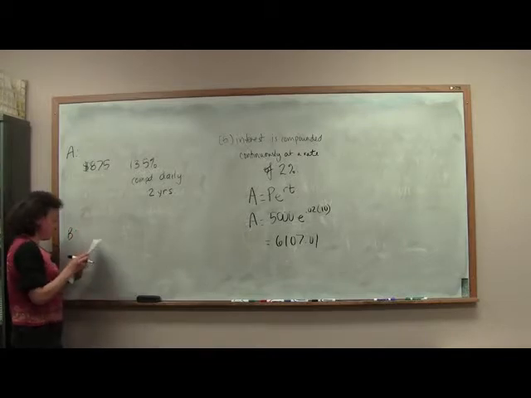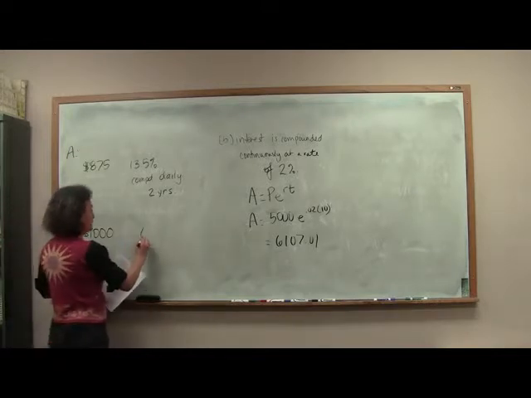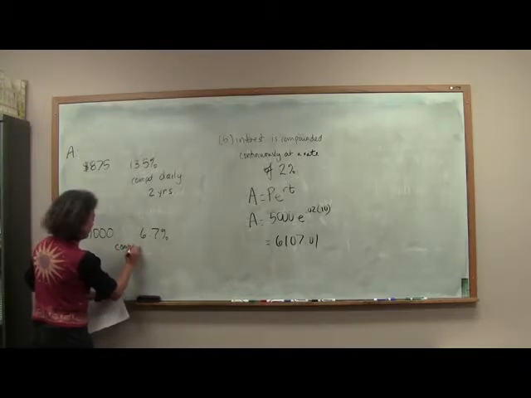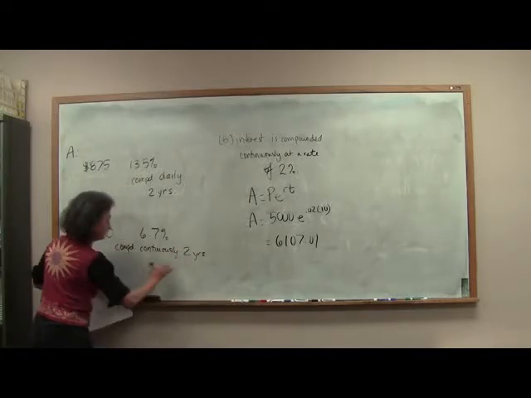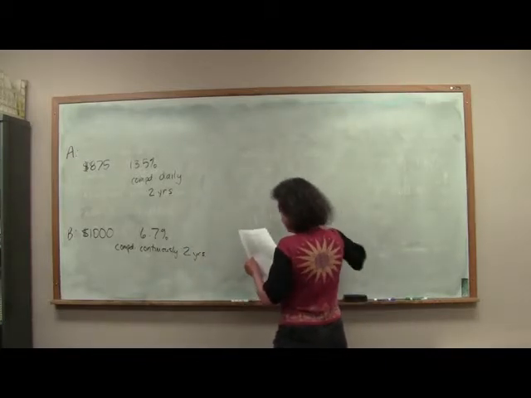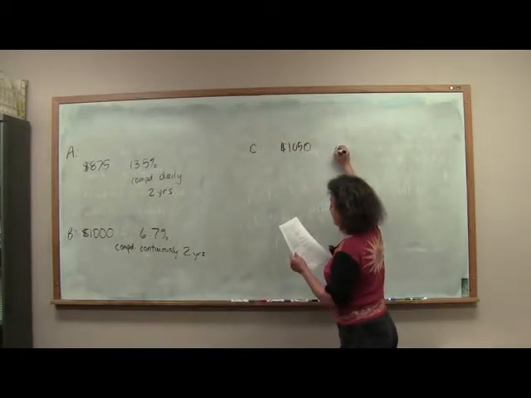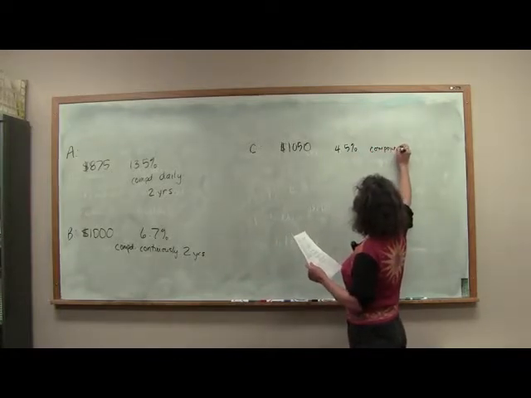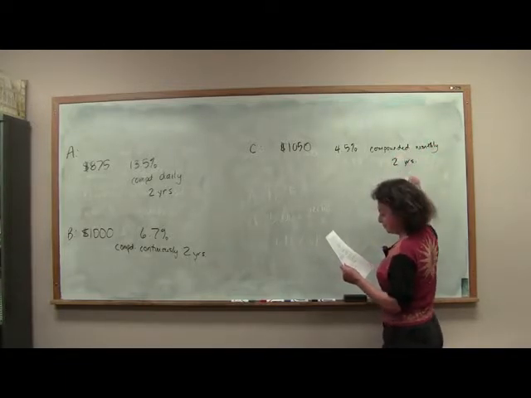We're going to have investment B be $1,000 at 6.7% compounded continuously for 2 years. And last but not least, we're going to have investment C, where $1,050 is deposited at 4.5% compounded monthly for 2 years.